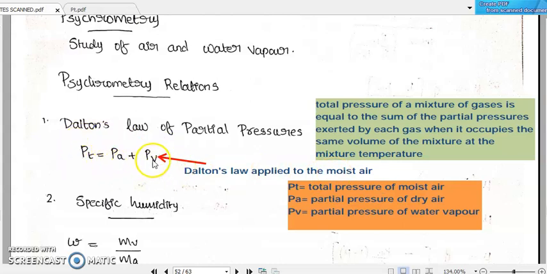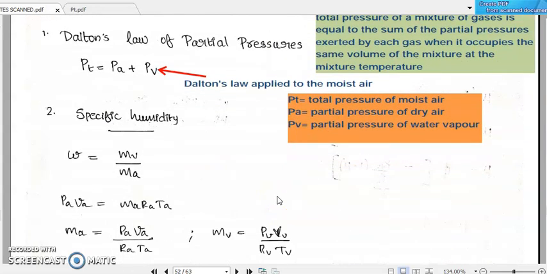Pt = Pa + Pv, where Pt is the total pressure of the moist air. Moist air means the sum of dry air and water vapor. Pa is the partial pressure of dry air, and Pv is the partial pressure of water vapor. Then another term we have already learned is the specific humidity.